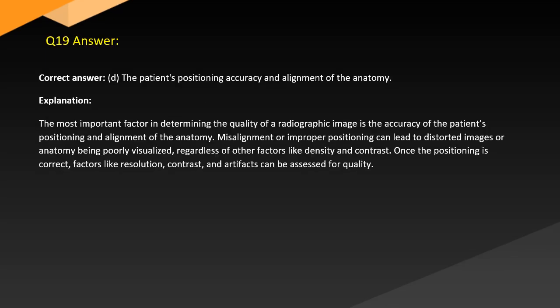Answer. Correct answer: D. The patient's positioning, accuracy, and alignment of the anatomy. Explanation. The most important factor in determining the quality of a radiographic image is the accuracy of the patient's positioning and alignment of the anatomy. Misalignment or improper positioning can lead to distorted images or anatomy being poorly visualized, regardless of other factors like density and contrast. Once the positioning is correct, factors like resolution, contrast, and artifacts can be assessed for quality.